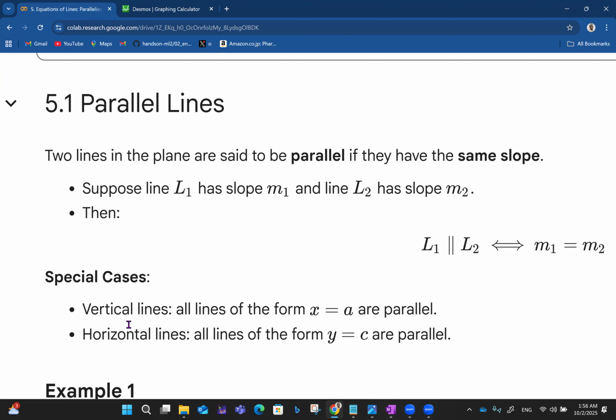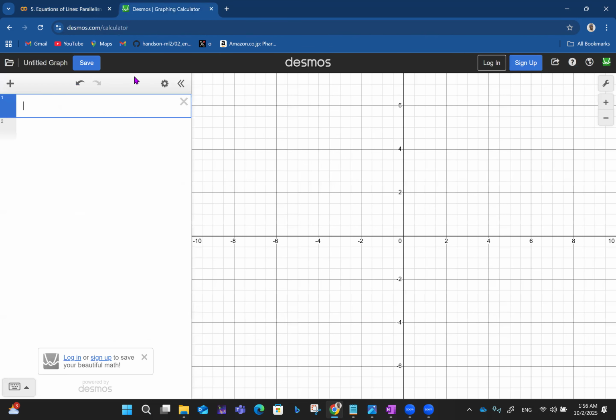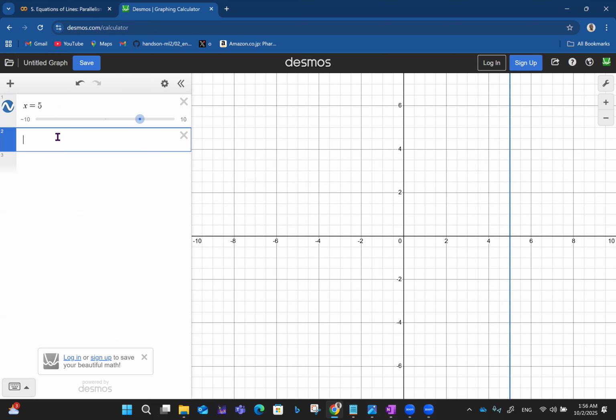But then there are special cases. Vertical lines, all lines of the form x equals a, are parallel. Horizontal lines, all lines of the form y equals c, are parallel. So before we consider special lines like that, all lines of the form x equals a. If we say x is equal to 5, and then we say x is equal to minus 3, you can see they are all parallel.